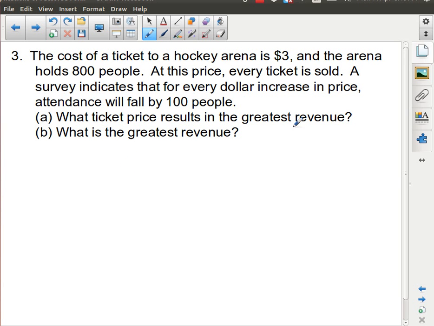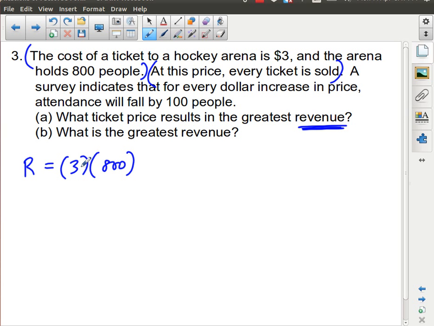So what we are interested in, first of all, is this idea of revenue. So let's just outline revenue. So what is your revenue? That's how much money you bring in. So you can see here, at the default setting, this first sentence, if I look at the revenue implied in that first sentence, it's saying that I've got a $3 ticket being sold to 800 people, because it says at this price every ticket is sold. So this is a full house under the current conditions.